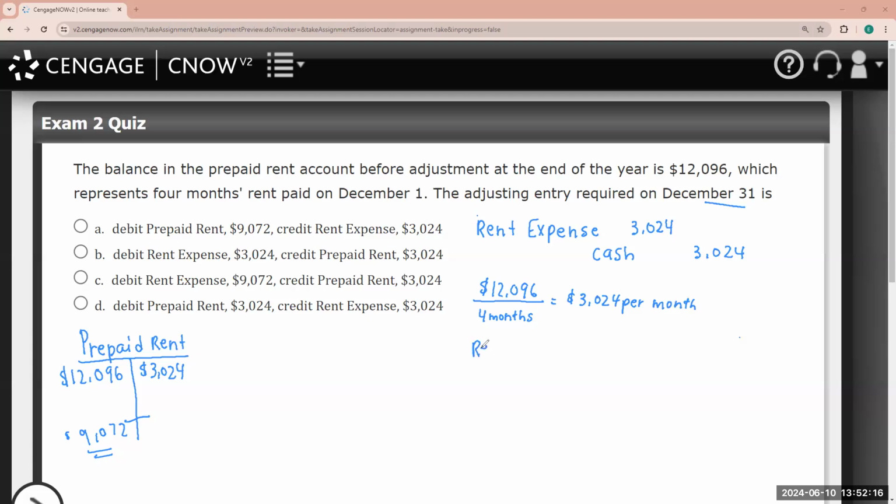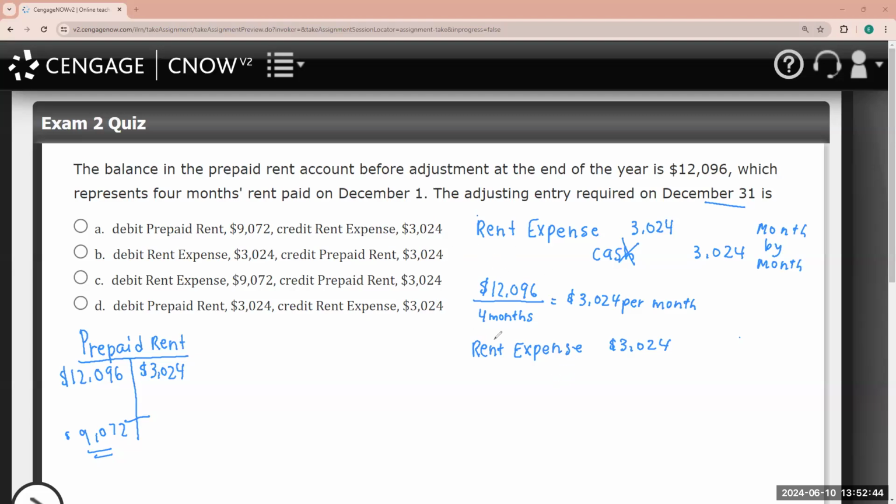We would debit our rent expense for $3,024. And in this example, this is if we paid it on a month-by-month basis. But in this case, we paid it in advance. So we're not going to debit cash. We didn't make any cash payment as of December 31st.